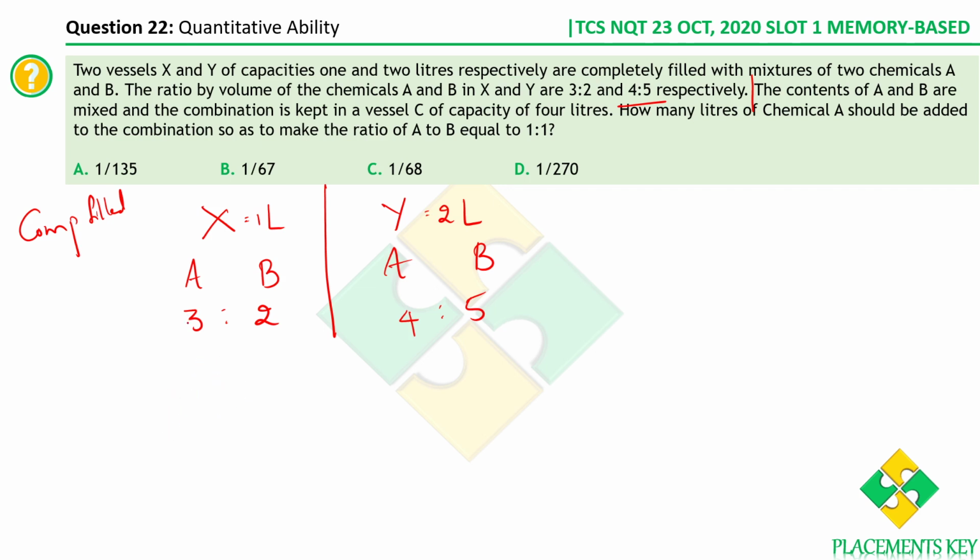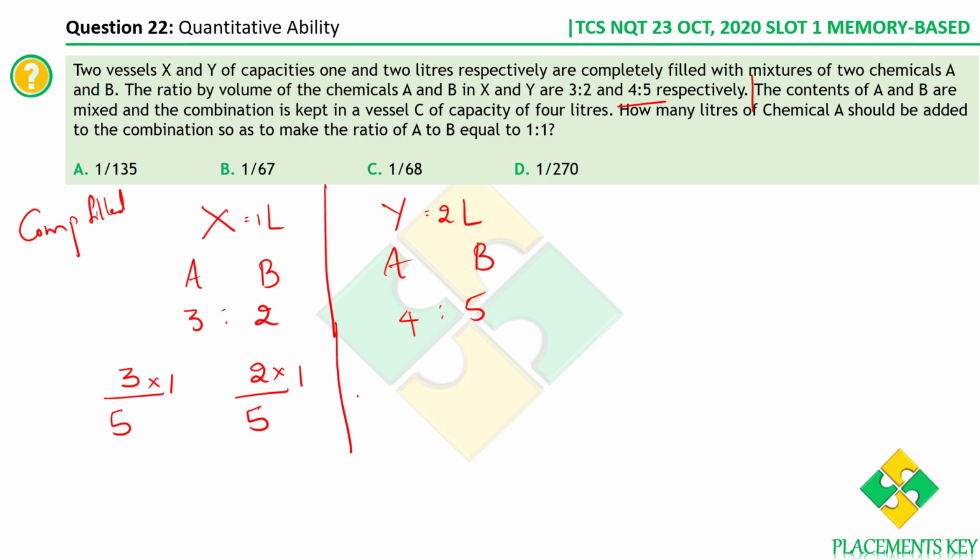We know that it is 3, right? So 3 parts out of total, how many parts are there? 5 parts, into the total volume, which is 1 liter, because it's completely filled. So this is the volume of A. Similarly for B, it is 2 parts out of total 5 parts, into again the total volume of 1. Therefore, effectively, there is 3/5 of a liter of A and 2/5 of a liter of B.